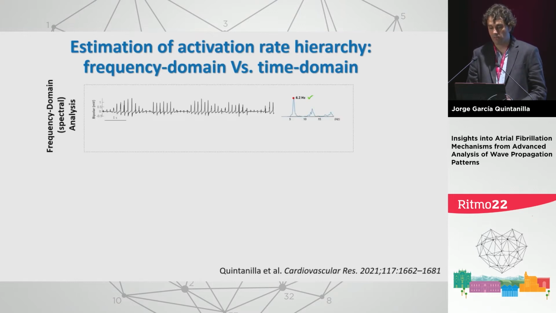Here you can see an atrial bipolar signal during AF and its corresponding spectrum. In this example, dominant frequency, that is the frequency of the highest peak in the spectrum, is a very good estimate of the actual atrial activation rate.